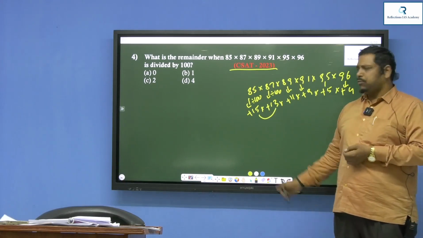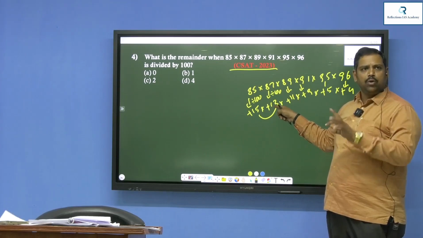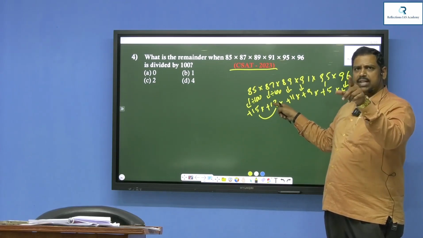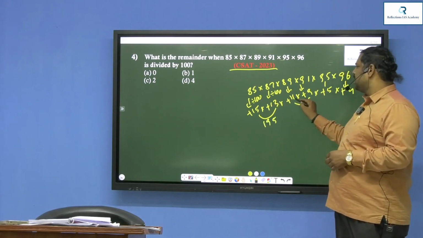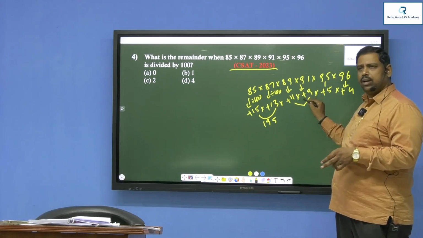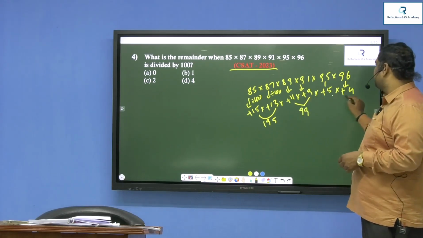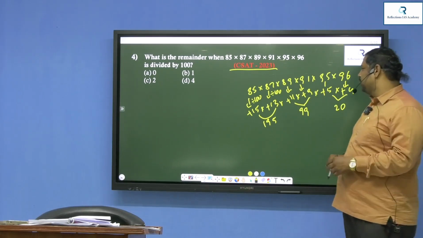Can I go? 14 plus 1 into 14 minus 1, right? Yes or no? 14 square minus 1 square. 14 square is 196 minus 1 is 195. Okay, 10 plus 1, 10 minus 1. 10 square minus 1, 99. Okay, 5 fours are 20, you can do directly. Now go with again individual divisions.